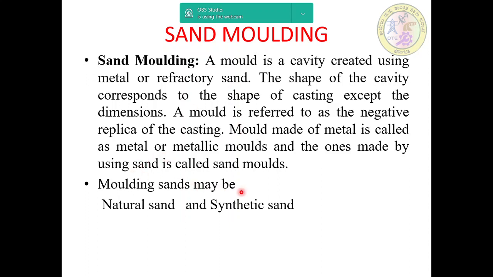Again, these molding sands may be of two types: natural sand and synthetic sand. Natural sand is nothing but sand that occurs readily in nature and contains all the ingredients in the right proportion. The sand can be directly used to prepare the mold. And then synthetic sands are prepared by mixing different ingredients. You have to add some sand, binder, additives, and water in the correct proportion, and then use it for preparing the molds.